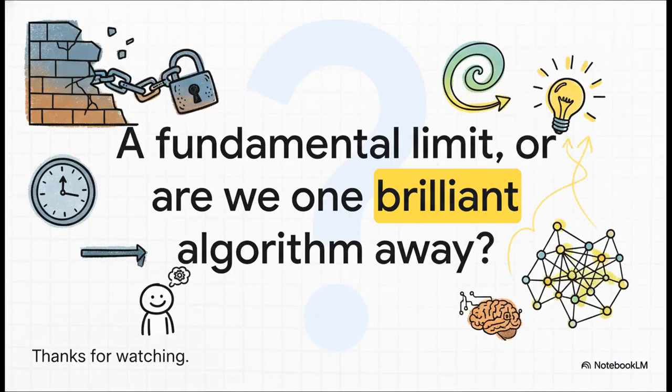And that leaves us with this final, tantalizing question. Is the difference between P and NP a fundamental speed limit of the universe, a law of computational physics that we can never break? Or are we just one brilliant idea, one elegant algorithm, away from changing absolutely everything? Right now, nobody knows for sure.